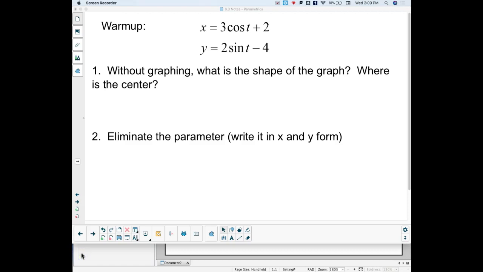So without graphing, what shape is this? Why is it an ellipse? Cosine and sine makes it circular in shape, right? Okay, but why is it an ellipse and not a circle? What's not equal? The r value, right? The radius value.